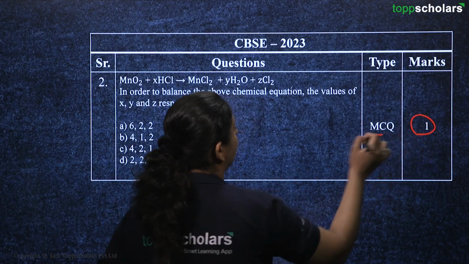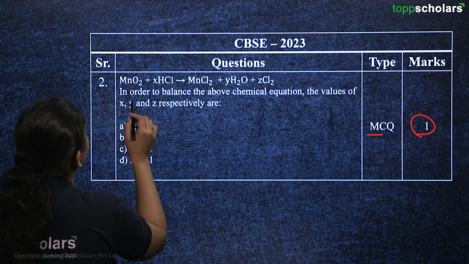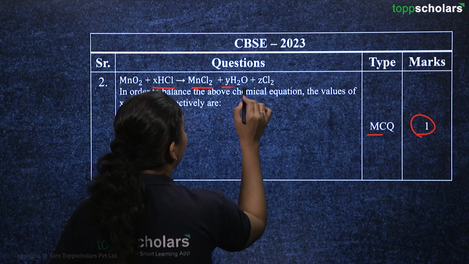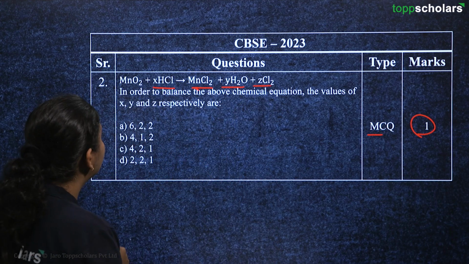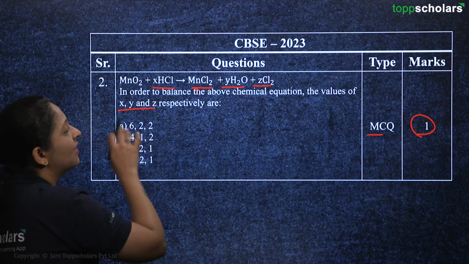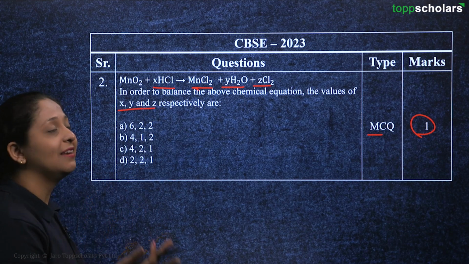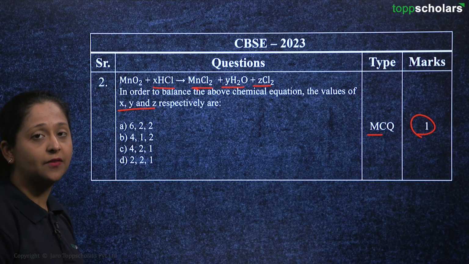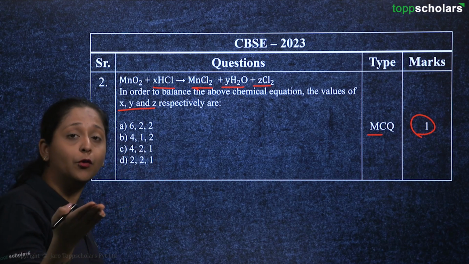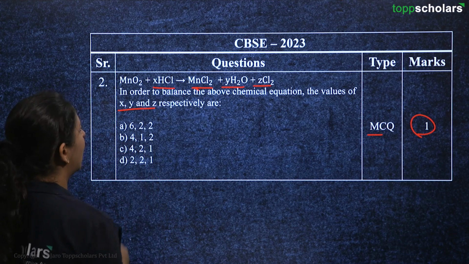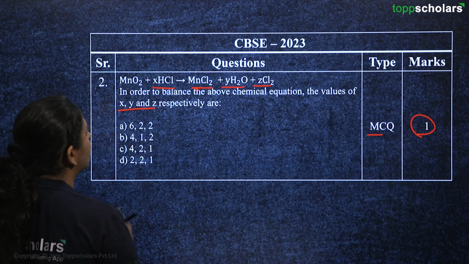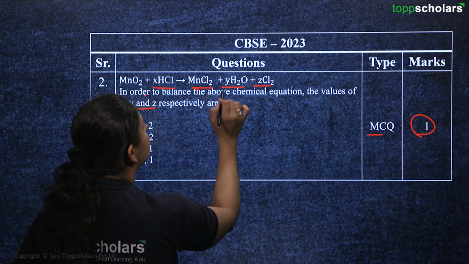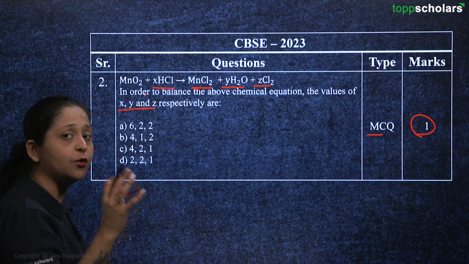Same year, students, we have a multiple choice question again. We have MnO2 plus XHCl giving you MnCl2, YH2O and ZCl2. You have to put the values of X, Y and Z. Basically, you have to just determine the balanced chemical equation here, right? So, depending upon how many elements we have here and what type, fulfill all the valencies of those elements, and you can determine the balanced equation here. They are asking you for each and every one.